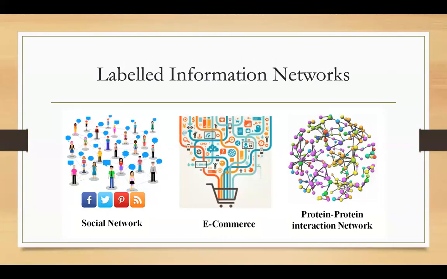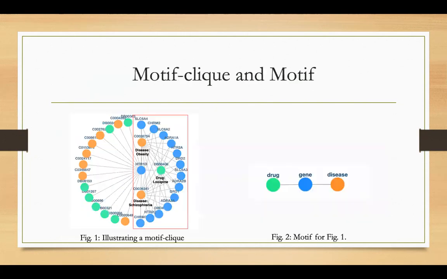In this presentation, we refer to labeled information networks as information networks with labeled nodes. Large information networks with labeled nodes are prevalent in many applications, such as social networks, e-commerce networks, and biological networks. To extract insight from these rich information sources, we introduce our system, MC Explorer, which is an advanced analysis and visualization platform based on motif and motif-clique.